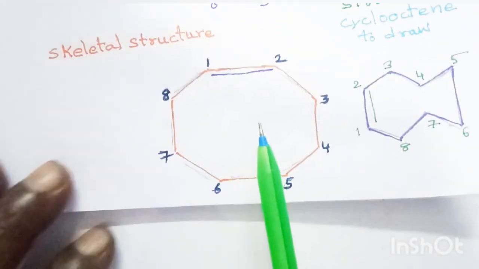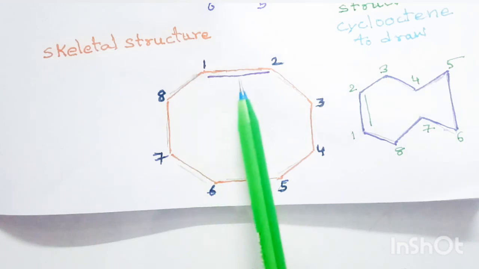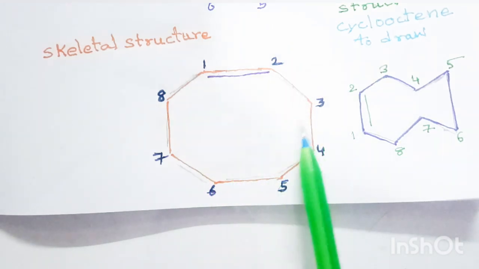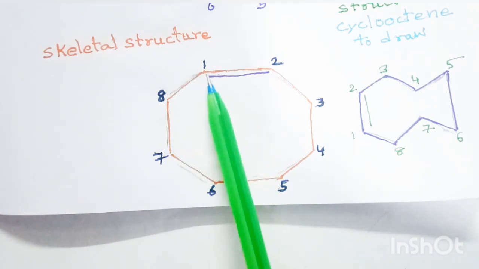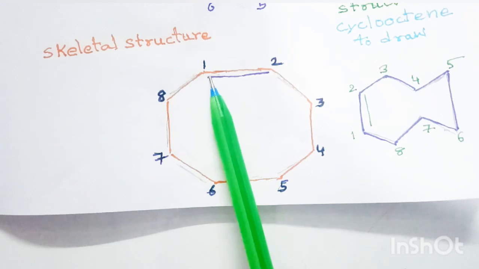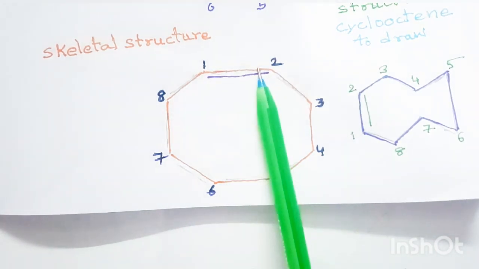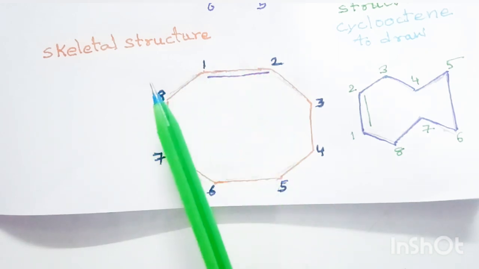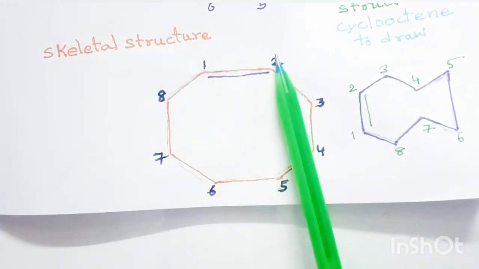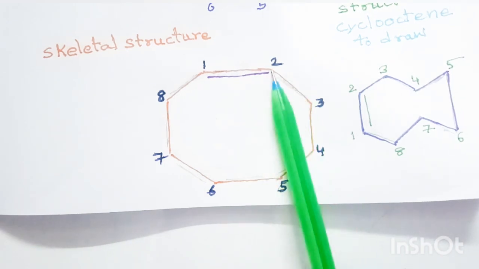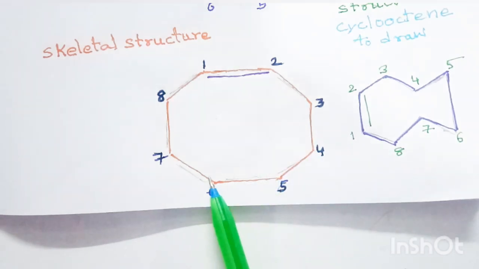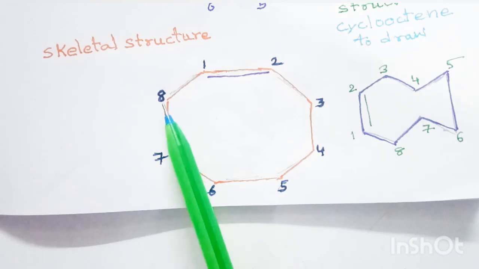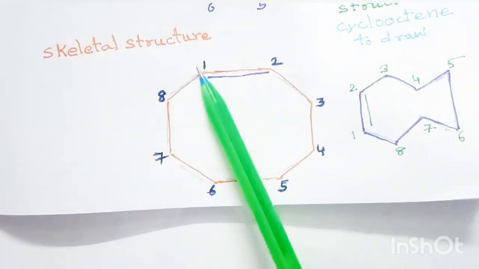Now let's see the skeletal form. In the skeletal form also, we draw ring-like structure with 8 corners, that is octahedron. Between any 2 corners, we draw double bond. So this double bond containing corners will become 1 and 2. So we have 1, 2 double bond. 2 and 3 single bond, 3 and 4 single bond, 4 and 5 single bond, 5 and 6 single bond, 6 and 7 single bond, 7 and 8 single bond, 8 and 1 single bond.